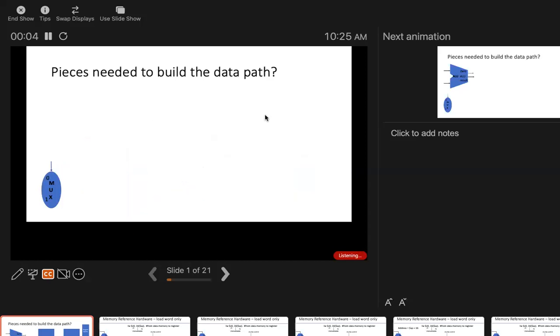Okay. All right. So let's recap some of our Lego pieces. One of the Lego pieces that will definitely be required in today's class is going to be a multiplexer. So here I'm showing you a 2x1 multiplexer.